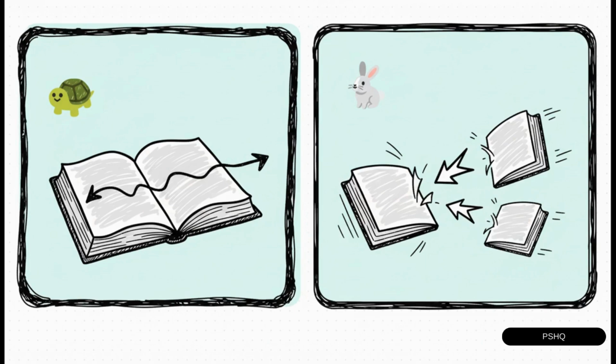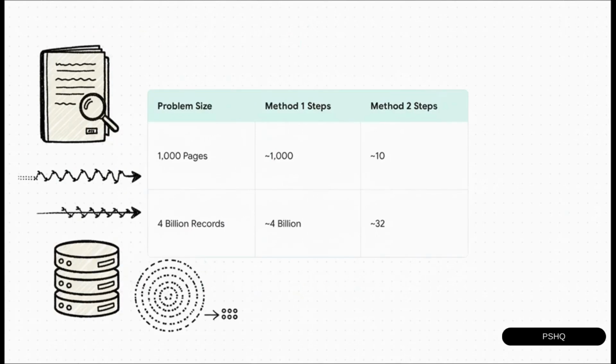You just keep doing that, cutting the problem in half over and over again. Now this is where it gets crazy. Just look at these numbers. If your phone book has 1,000 pages, the brute force way takes, well, 1,000 steps. The smart divide and conquer way, it takes about 10.